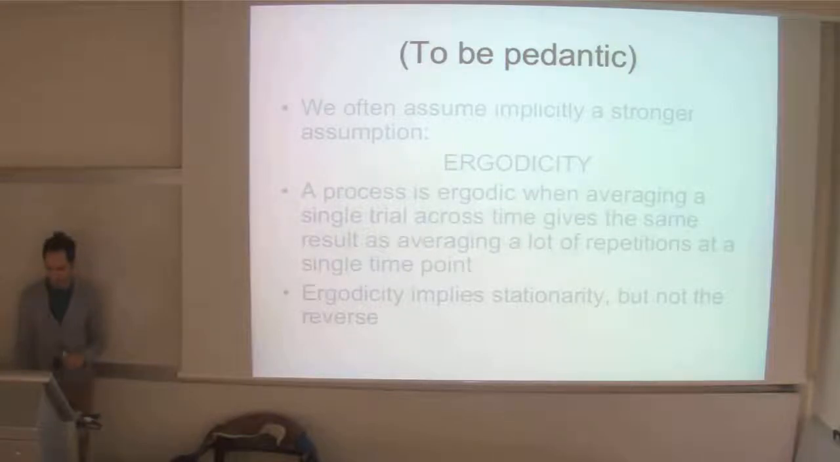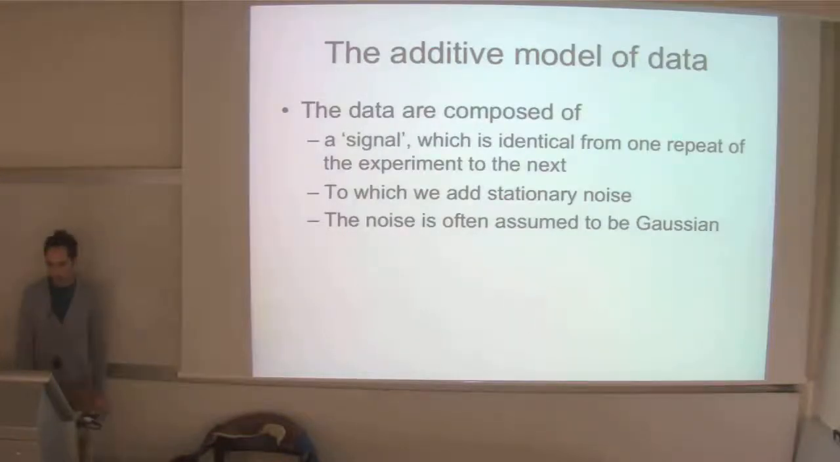Ergodicity, I'll let you read it later on. And okay, the additive model of data. Here we saw data that was built from some function. It could have been a signal. So the data is composed of a signal which is identical from one repeat of the experiment to the next, and we can add to the signal a stationary noise. And as we said yesterday, the noise can be assumed most of the time to be Gaussian.